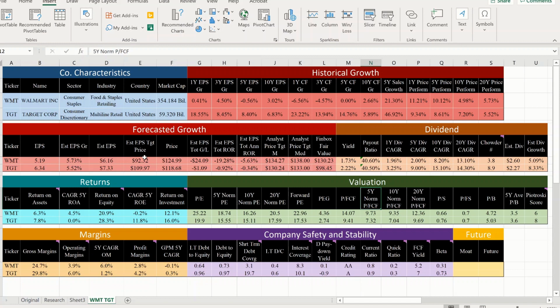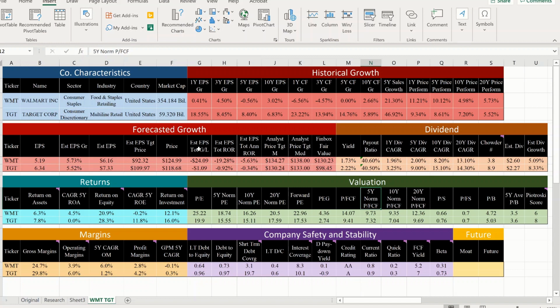Next to this, I have the current share price. As you can see, the current price is actually higher for both companies, particularly Walmart. Now you might wonder why Fast Graphs thinks these companies will grow over the next several years and yet should trade for less money. The reason is valuation. Fast Graphs sees both as being overvalued. If they return to fair value, even with earnings per share growth, the share price should drop. How much, you ask? That is in the next column, which is estimated earnings per share total gain or loss. Walmart should lose about $24 per share, and Target should lose about $1 per share.